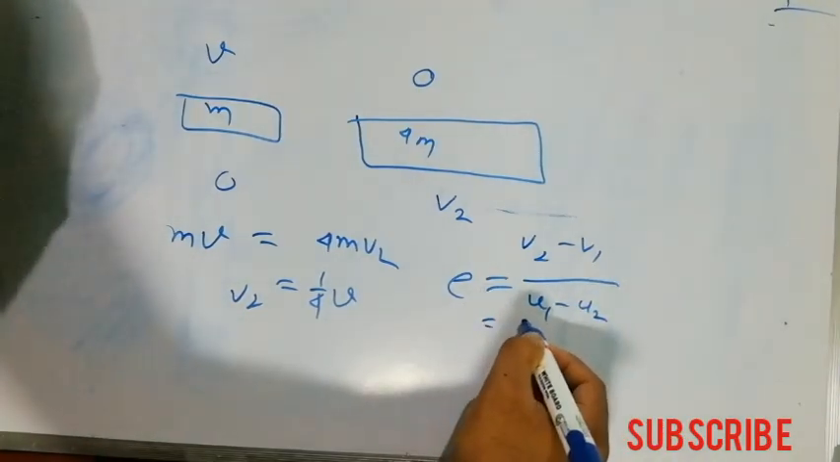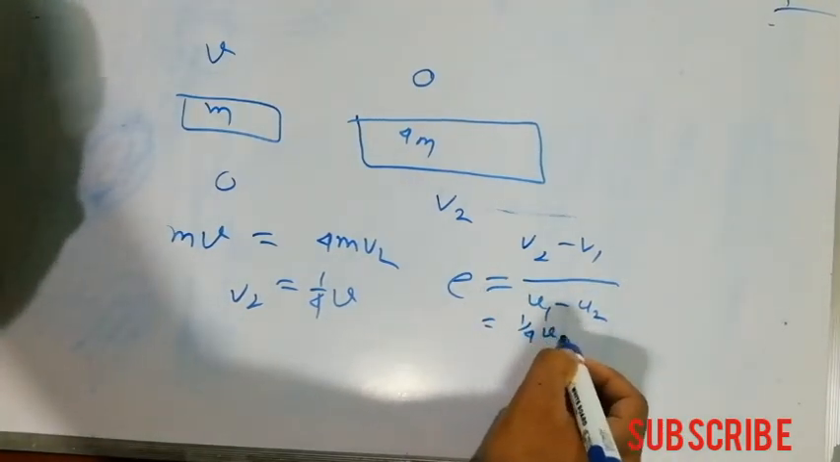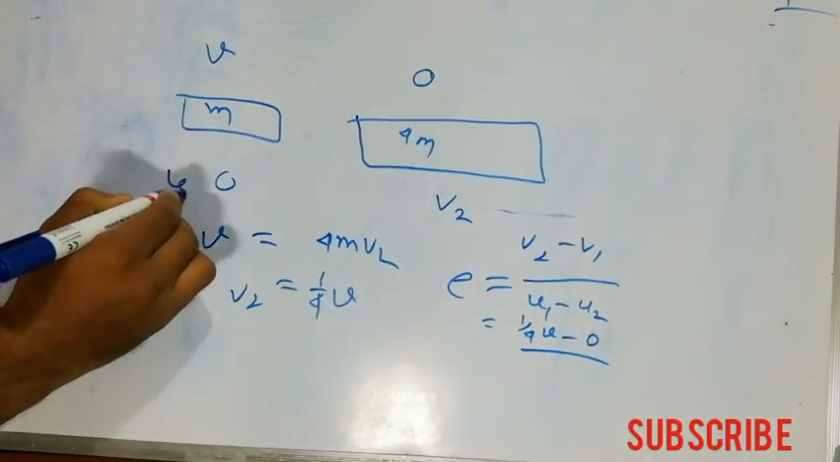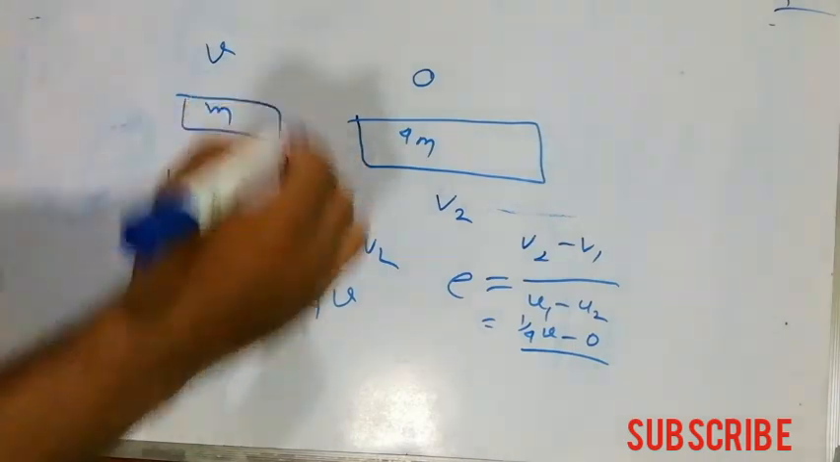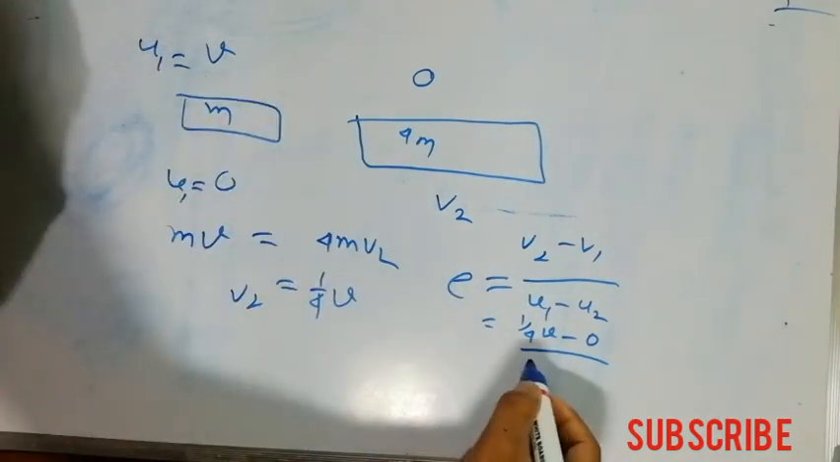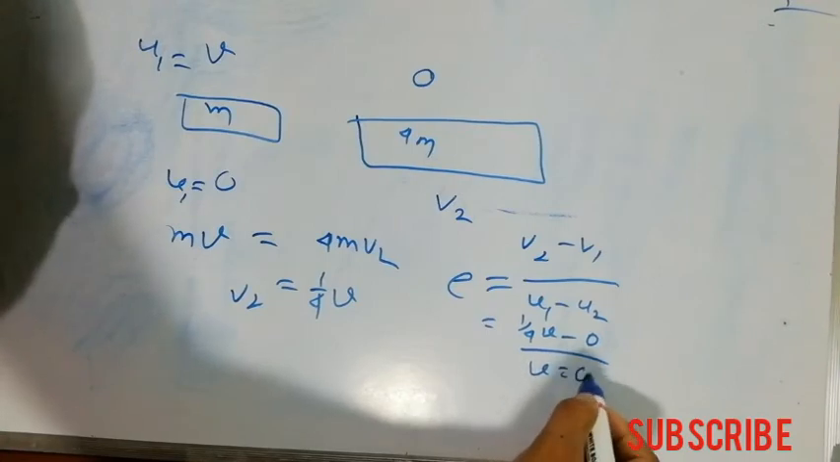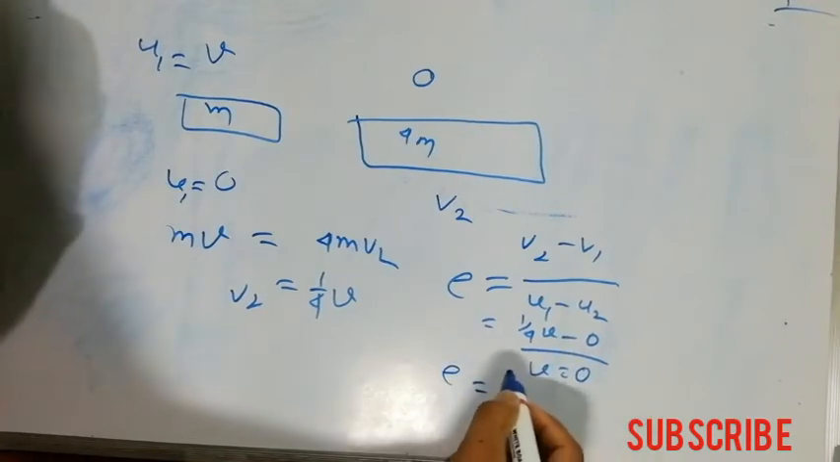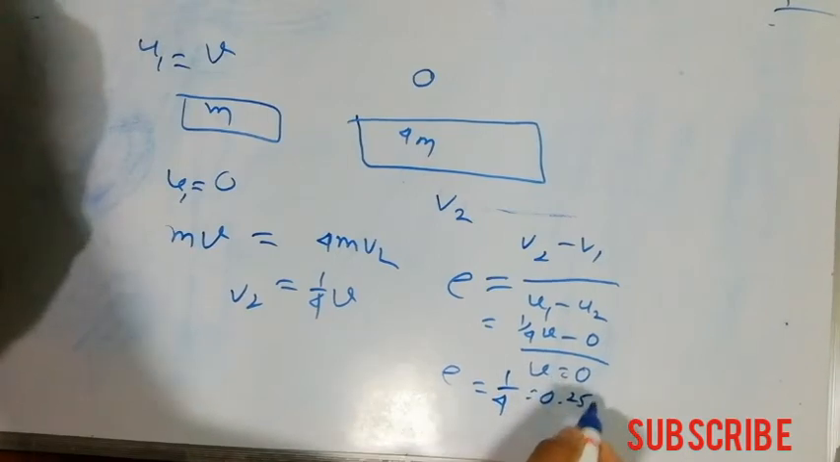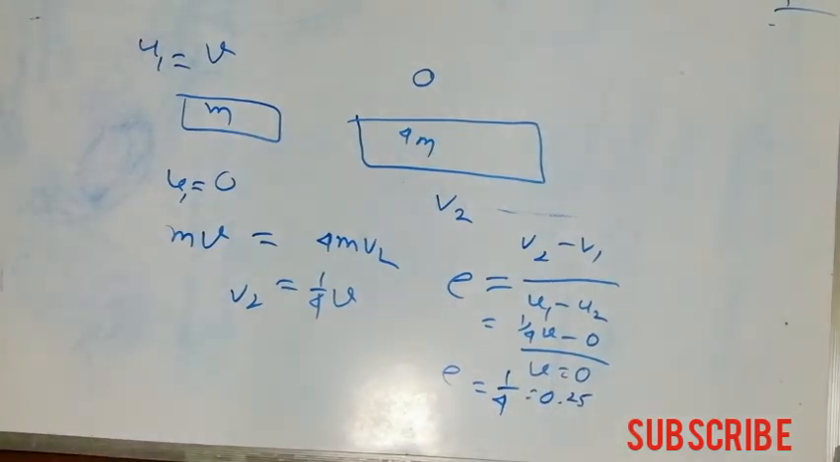Here v2 is equal to 1 by 4 v, v1 is 0 as it becomes rest, and u1 is equal to v and u2 is equal to 0. So e is equal to 1 by 4, that is equal to 0.25. So the option 4 is correct.